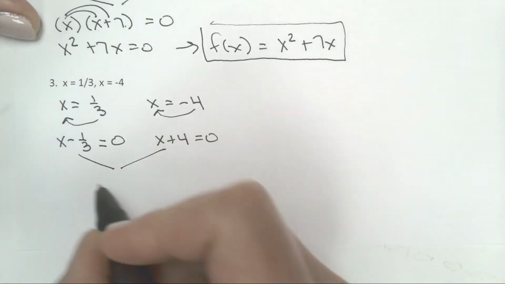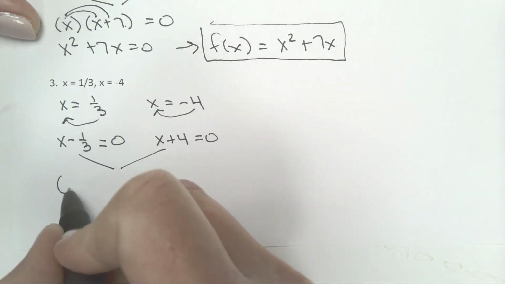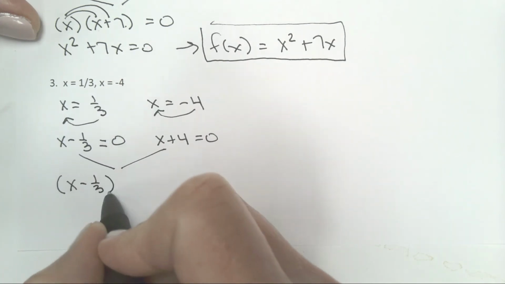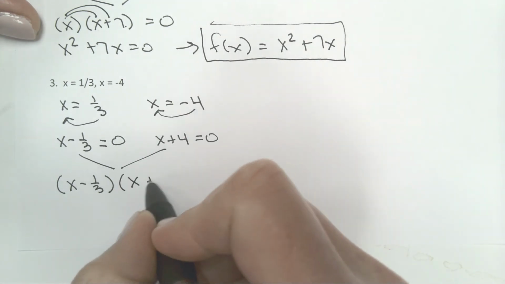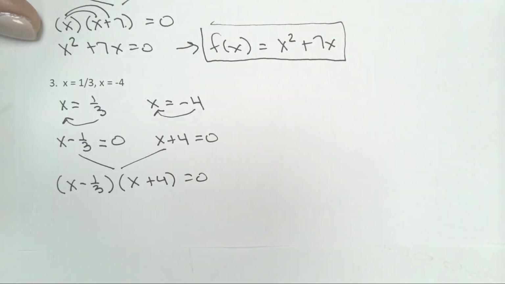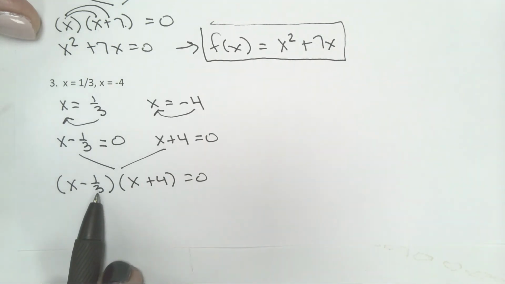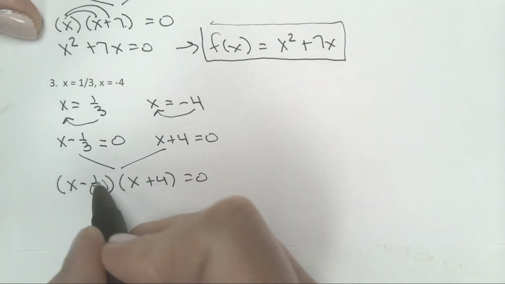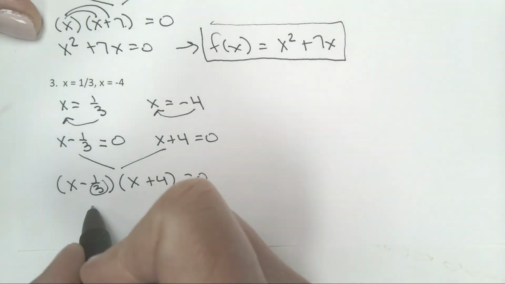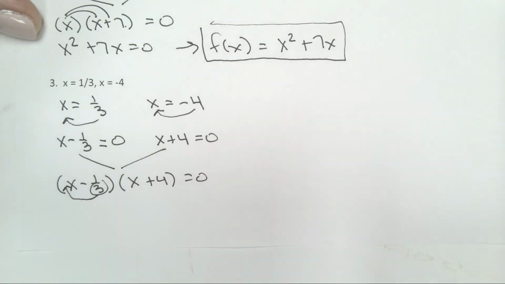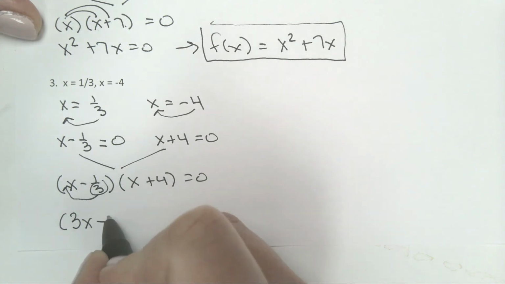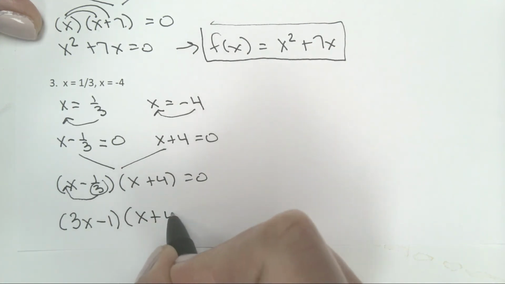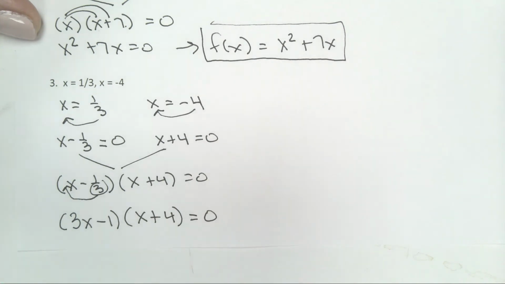Our next move was to put them together and write them with parentheses. So this would be x minus 1/3 and x plus 4 equals 0. So back when we did the divide and slide, we don't have fractions here. So we're going to take that 3 and it's going to slide up in front of the x. So we're going to rewrite that factor as 3x minus 1, and then we still have x plus 4 equals 0.